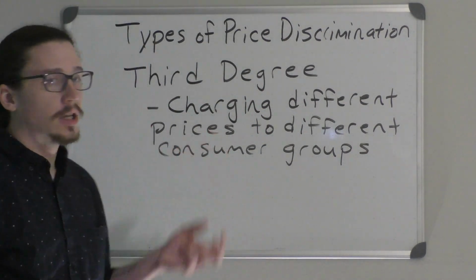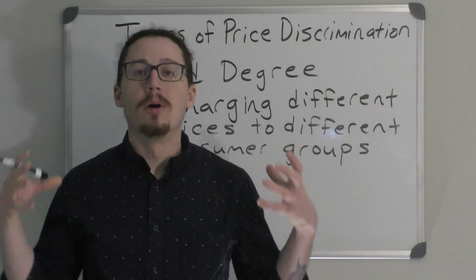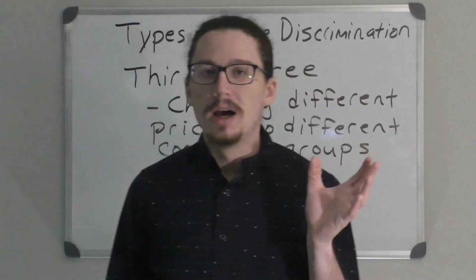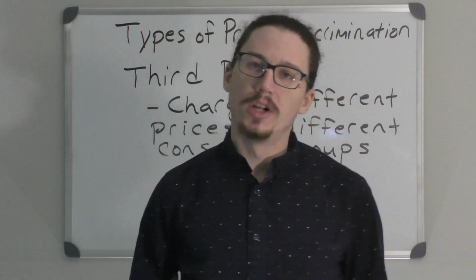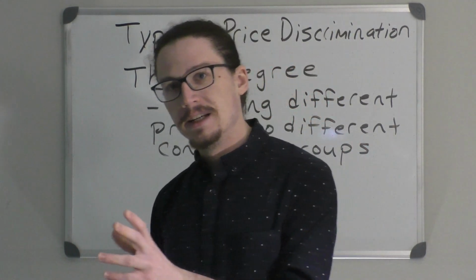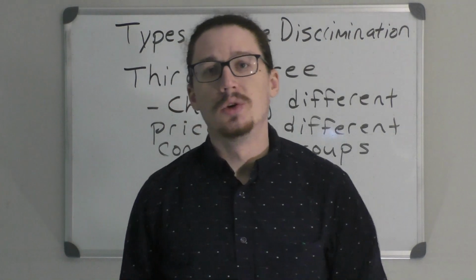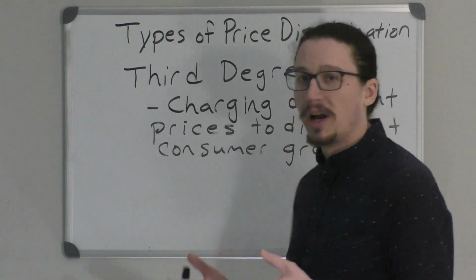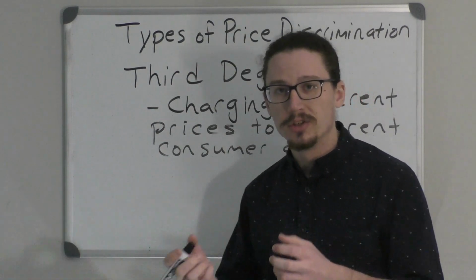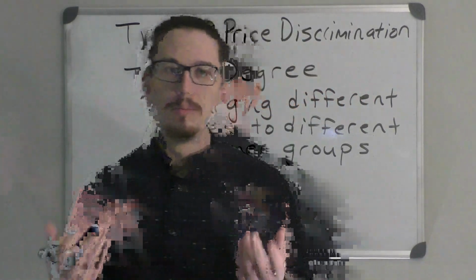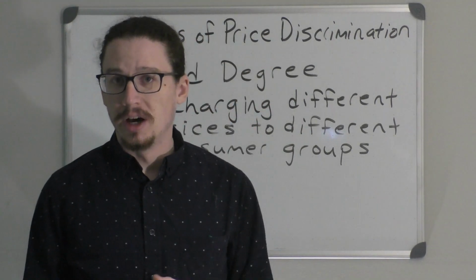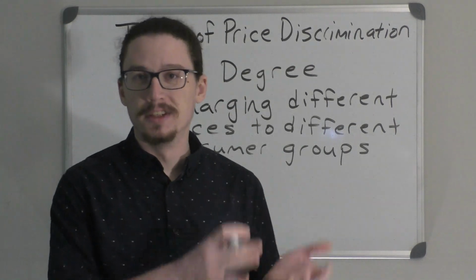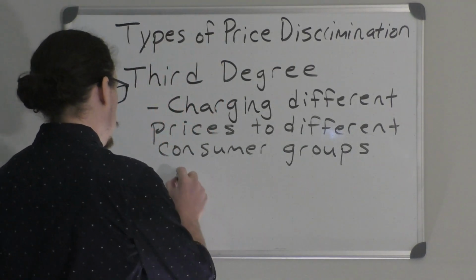So these different consumer groups could be different markets geographically. The example of Combivir, where in Europe it was sold for $12.50 per pill, and in Africa it was sold for 50 cents per pill, is an example of third-degree price discrimination. You're charging different consumer groups different prices, but it doesn't have to be geographical differences that define these consumer groups.